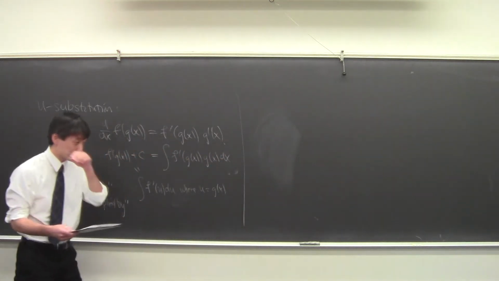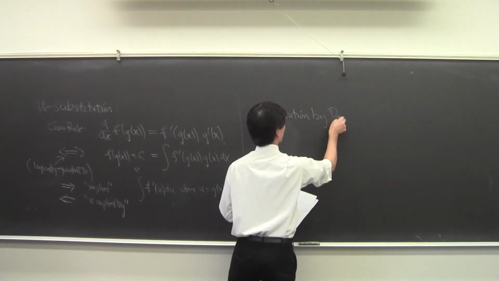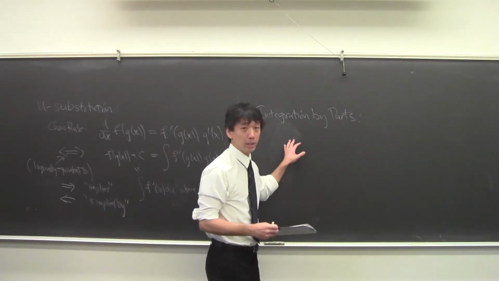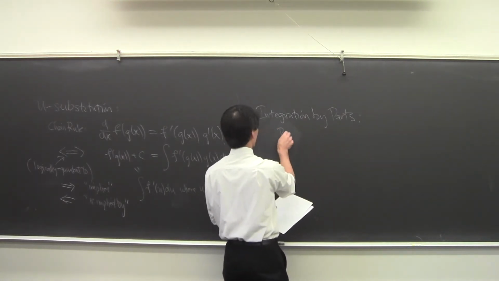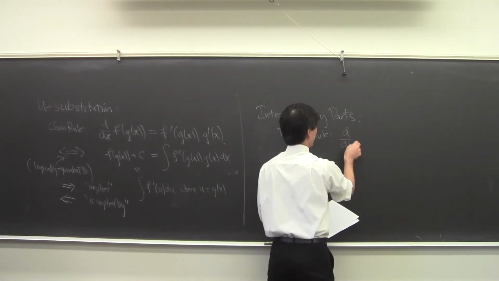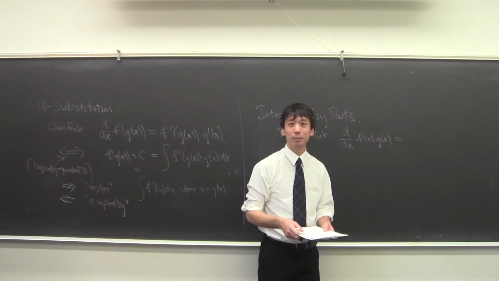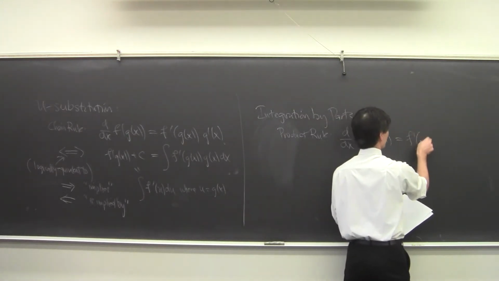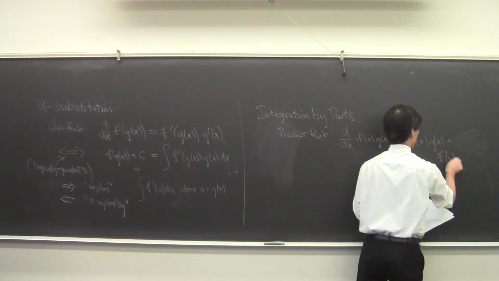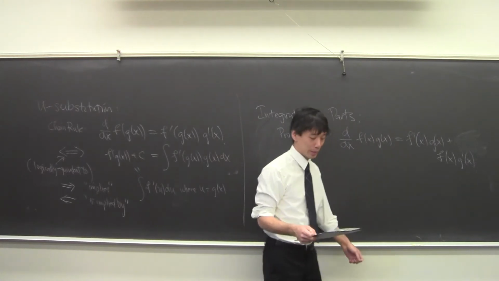But anyway, today we're going to do a really important trick, which is integration by parts. This is the opposite of the product rule. What's the product rule? The derivative of the product equals, somebody say it to me, equals what? Hunter? F prime of x g of x plus f of x times g prime of x. Great.